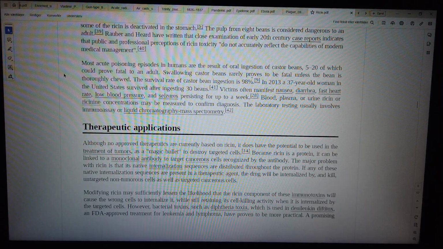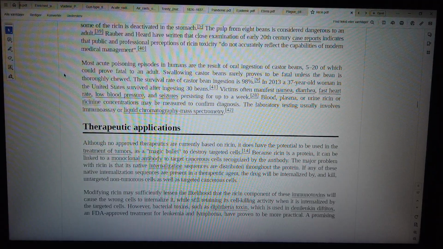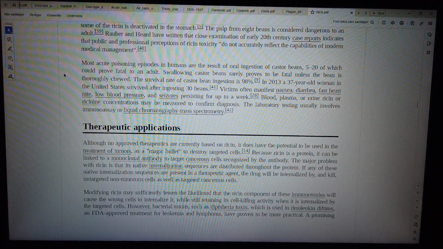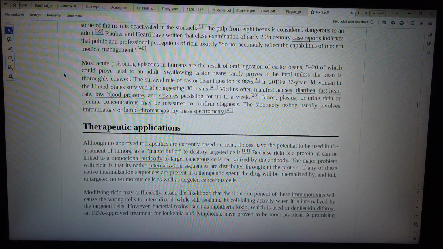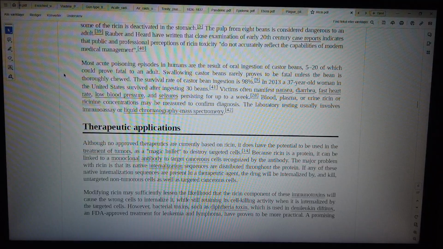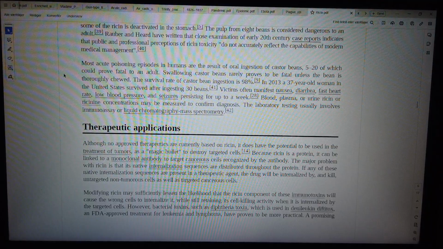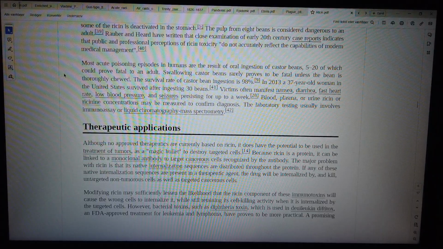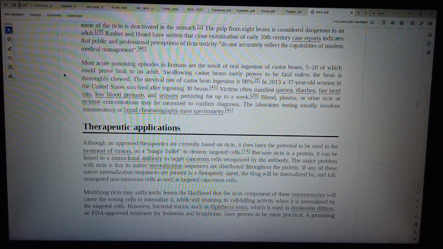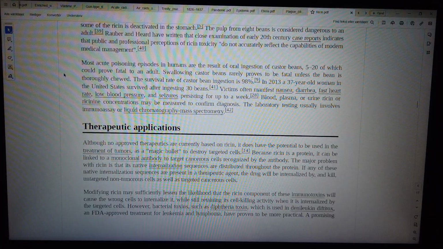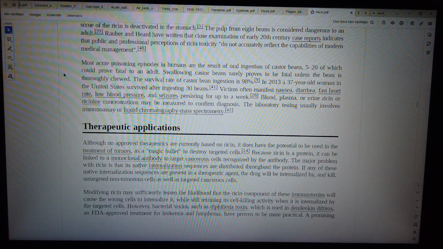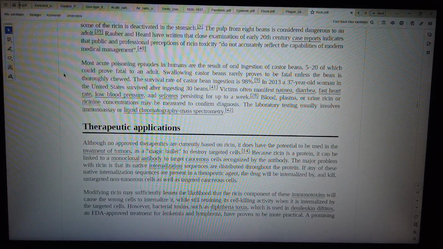Swallowing castor beans rarely proves to be fatal unless the bean is thoroughly chewed. The survival rate of castor bean ingestion is 98%. In 2013, a 37-year-old woman in the United States survived after ingesting 30 beans. Victims often manifest nausea, diarrhea, fast heart rate, low blood pressure, and seizures persisting for up to a week.